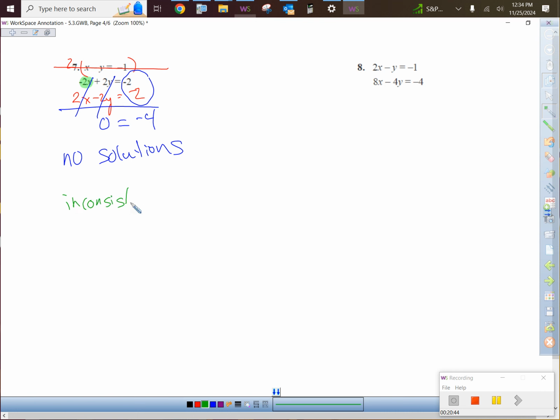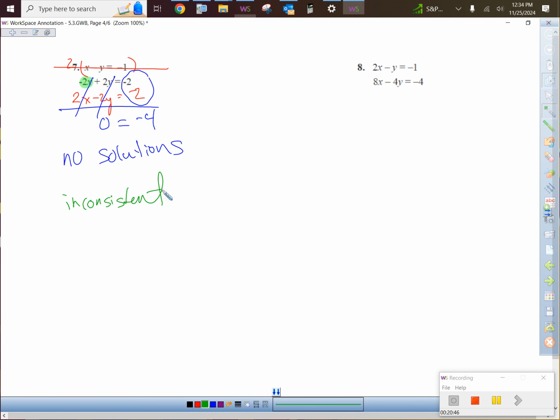Inconsistent. The ACT might ask another question. What kind of lines are those? There were no solutions. When you graph that, they never intersected. What kind of lines are those? Those are parallel lines, right? So cool. Let's try another one.